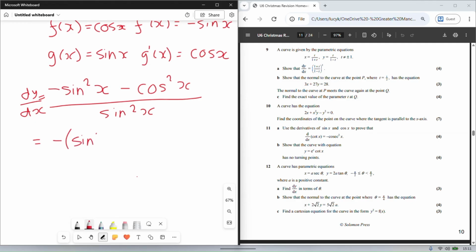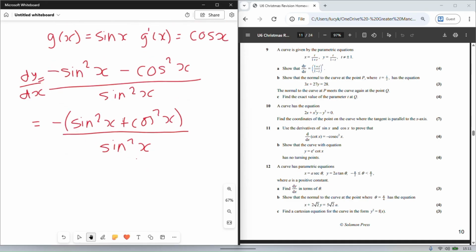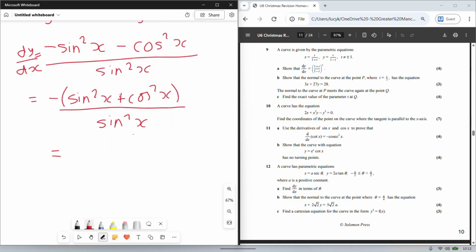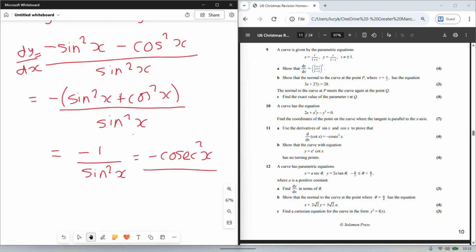So I'm going to factorize out and make that sine squared x plus cos squared x. And I'm hoping we know what that is equal to. So sine squared x plus cos squared x is just 1, isn't it? So we can make that whole thing now minus 1 over sine squared x. And I know that 1 over sine squared is cosec squared. So that just becomes minus cosec squared x, which is what I wanted. So that's the first part of the question.